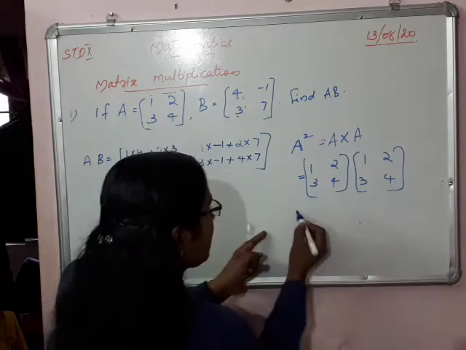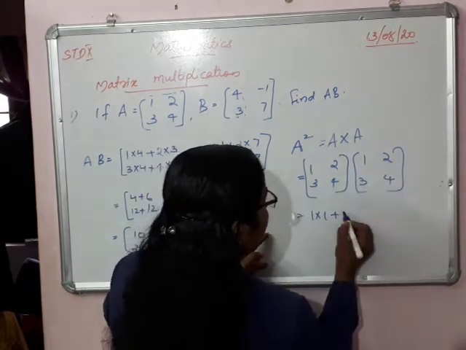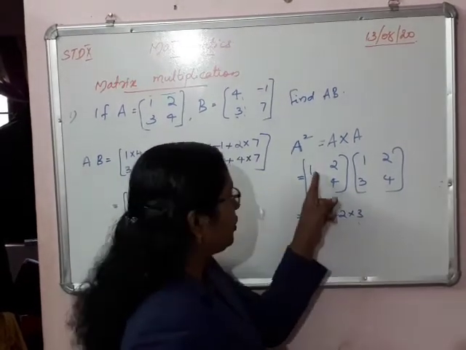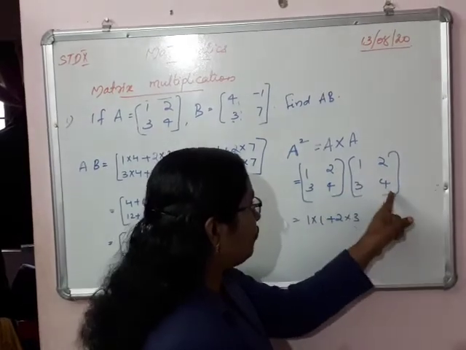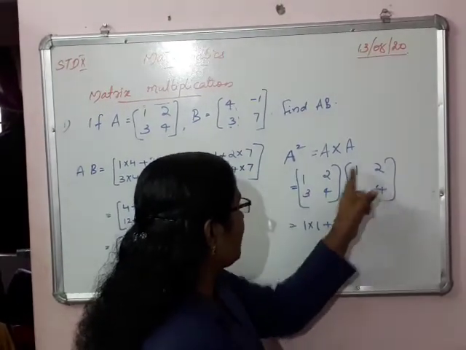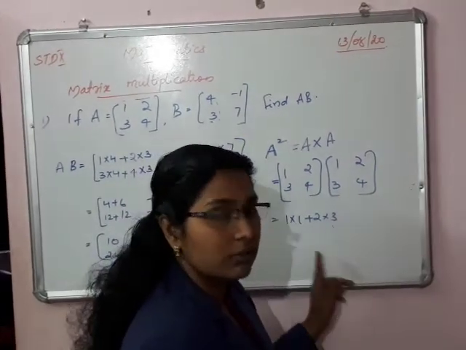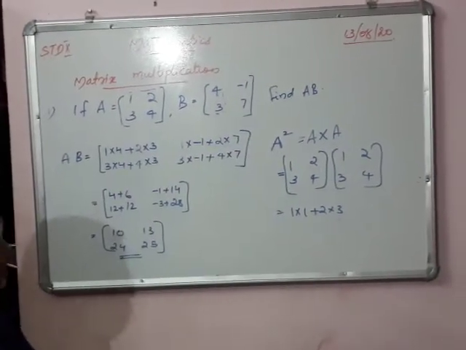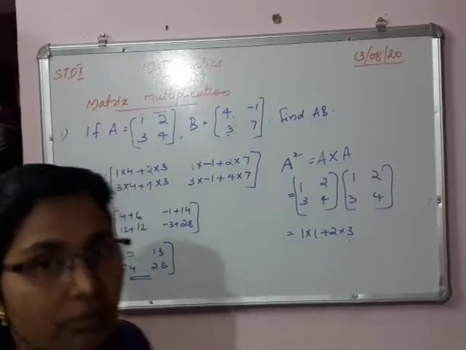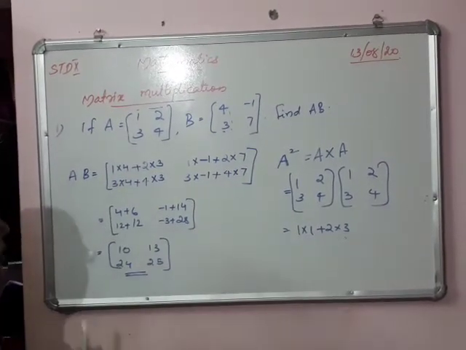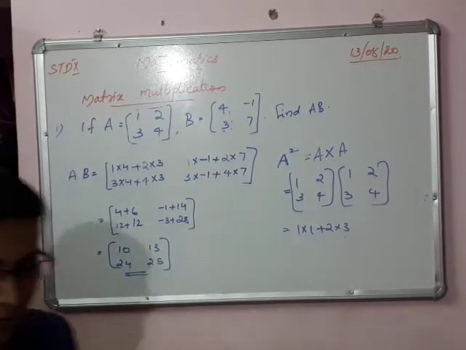Multiply together. Similarly here, 1 into 1 plus 2 into 3. That is the method. Similarly, 1 into 2 plus 2 into 4 here. Then 3 into 1 plus 4 into 3. Then 3 into 2 plus 4 into 4. You can do some questions like that for studying multiplication. I will give some questions for solving like that. It is very important. Write in your notebook. I will give some more questions now.